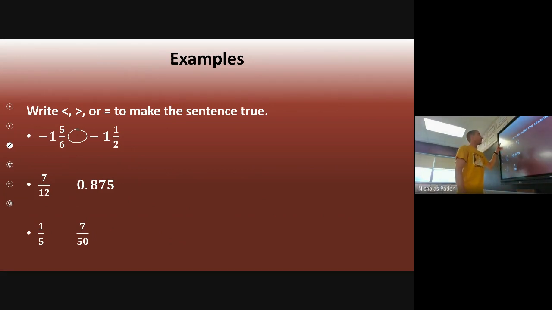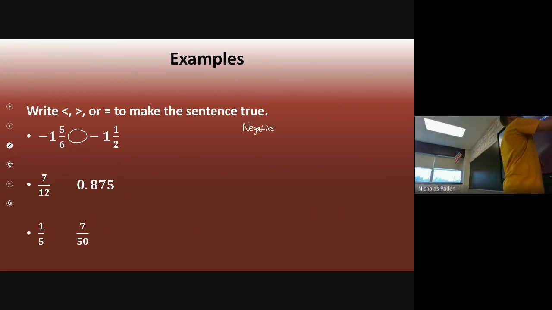First of all, if both numbers are negative, you might want to get this down. Negative means opposite. In other words, the bigger number is actually smaller.